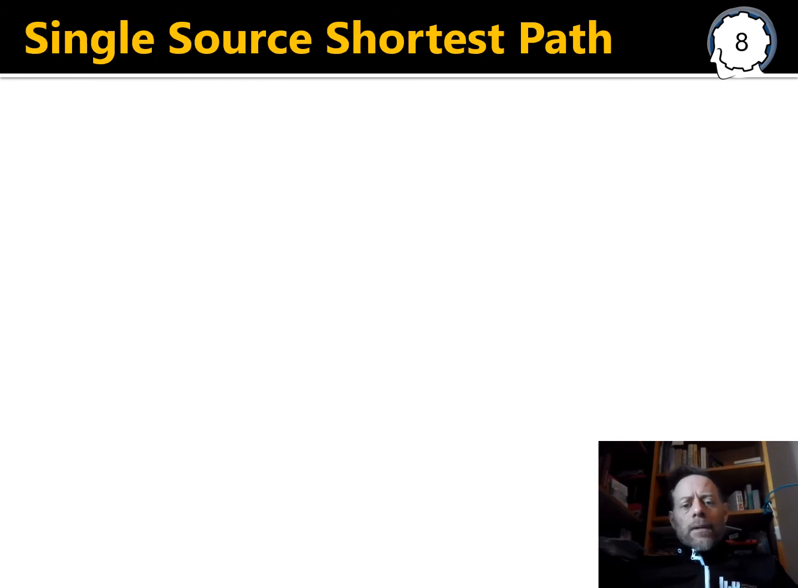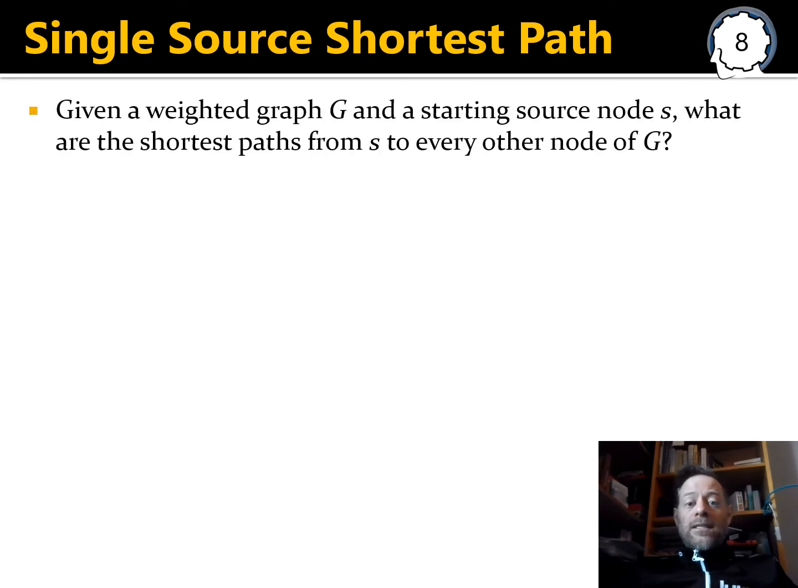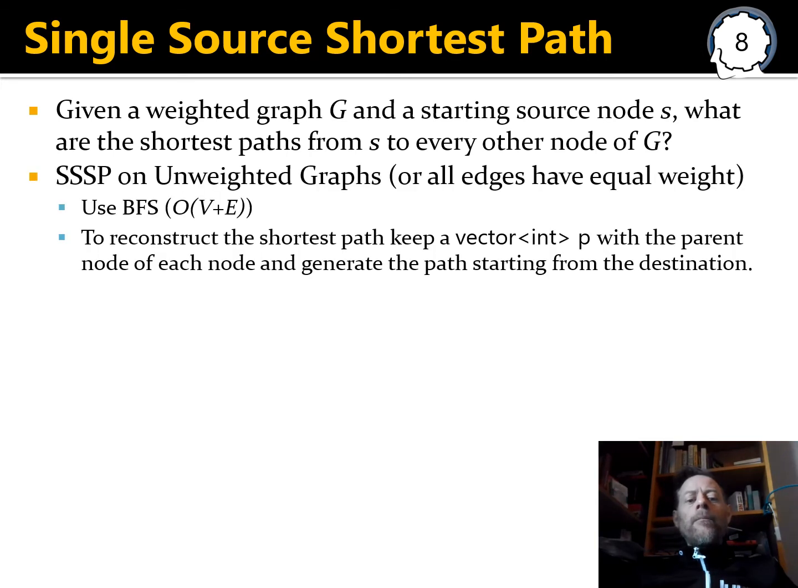So that was a bit of an introduction, general things related to representing and traversing graphs. Now we will go through the main algorithms needed for the labs. The first set of labs is about finding shortest paths. What we're interested in here is, given a weighted graph G and a starting node, often called a source node S, what are the shortest paths from S to every other node of G? Usually this problem is abbreviated SSSP, for single source shortest path.